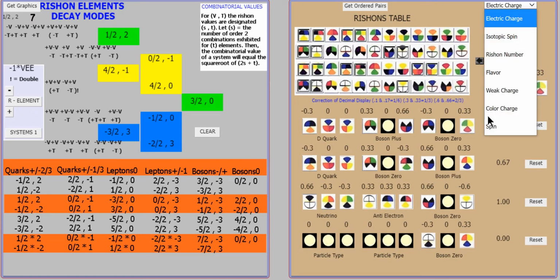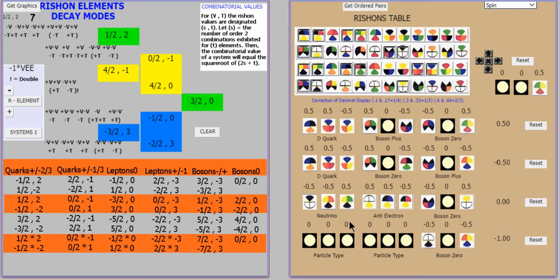Let's look at spin. We started with a total spin on the W boson of -1. And now on the neutrino, we have a -1/2. And on the anti-electron, we have a +1/2. We have 0 spin on the WIMP candidate, and we have a -1 spin on the boson 0. Since the spin on the neutrino and anti-electron cancel, the total spin will be -1, which is the same amount of spin that we had on the W boson plus.